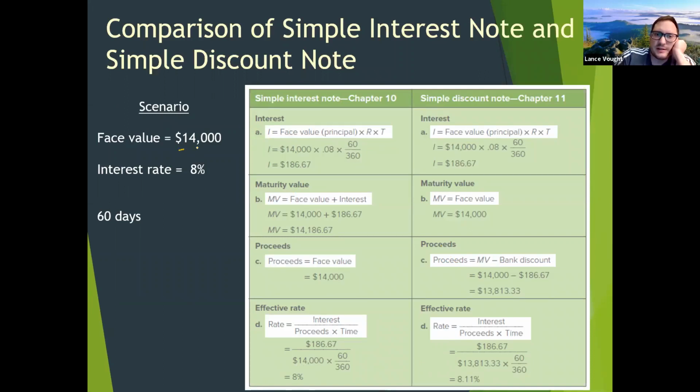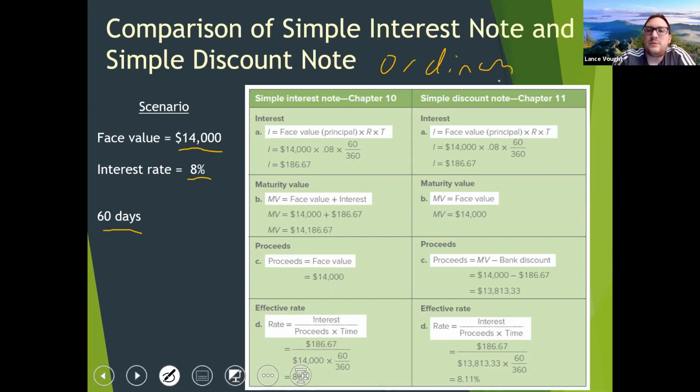So let's do a second example where you're going to borrow $14,000 at 8% interest over 60 days. We'll use ordinary interest, since that's what the banks like to do. So we'll use 360 as our date calculator. So if we want to calculate the interest, it's going to be the same because the equation is exactly the same. It's a $14,000 loan in both cases.